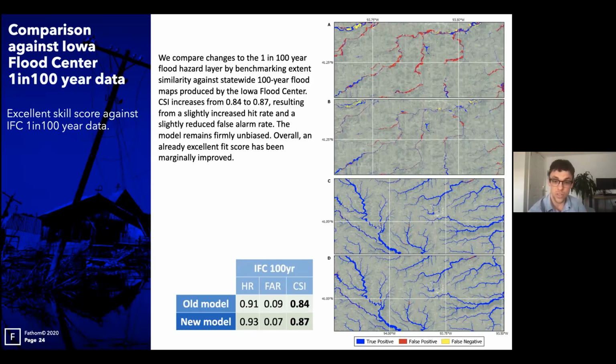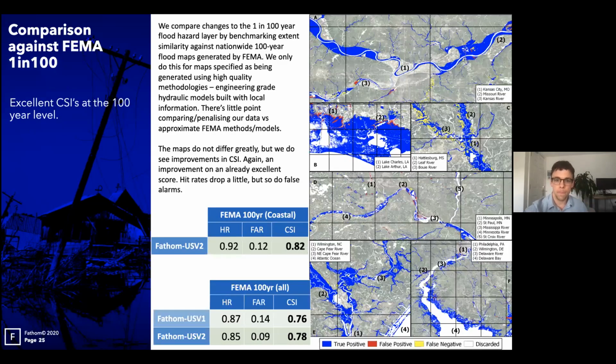And what we found actually was that even the older version of our model, the original US model, had some really encouraging metrics against these data. So a 91% hit rate and a 9% false alarm ratio, improving with the new version of our US model to a 93% hit rate and a 7% false alarm ratio. So in essence, what that means is that the data looked very, very similar when you compare them against each other. In a comparison against FEMA data, again, the models looked really similar.